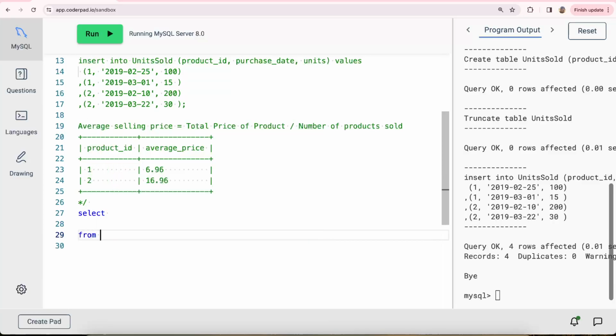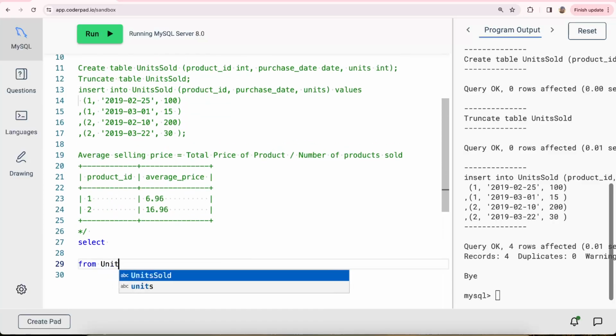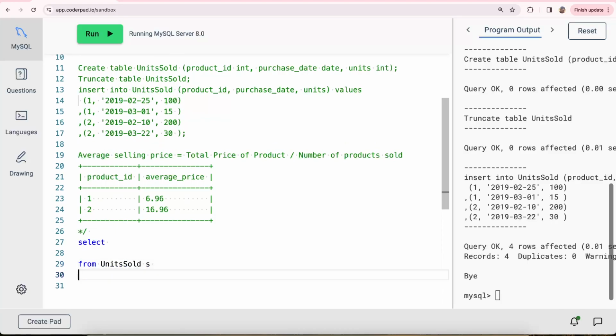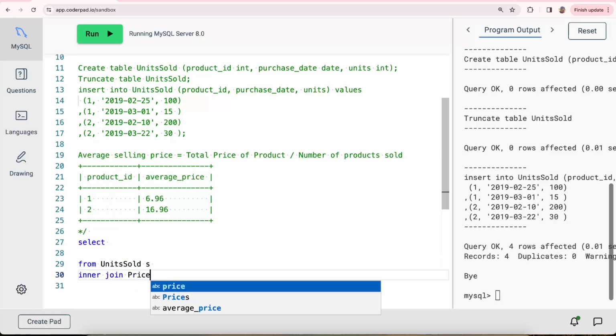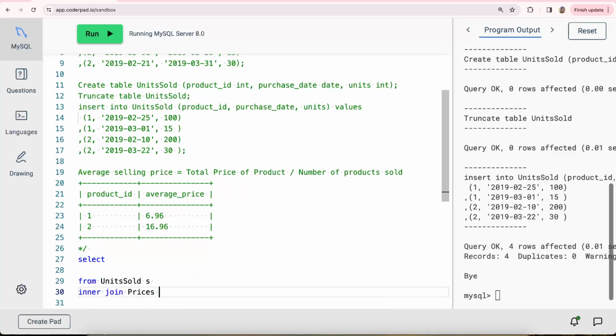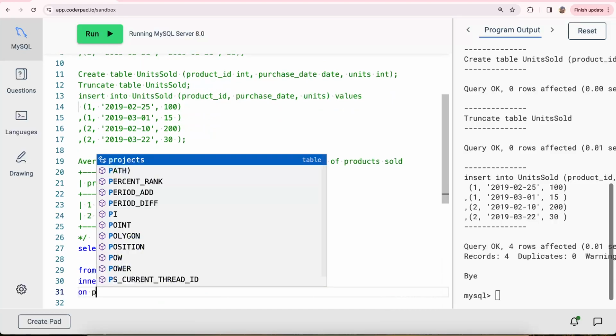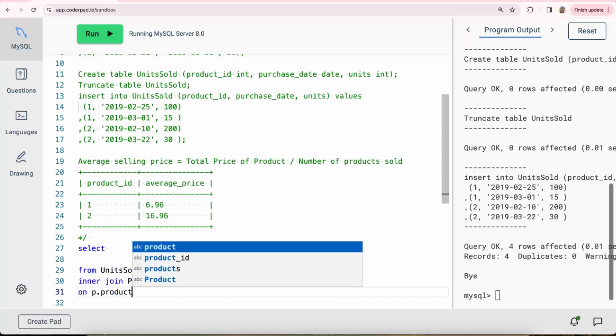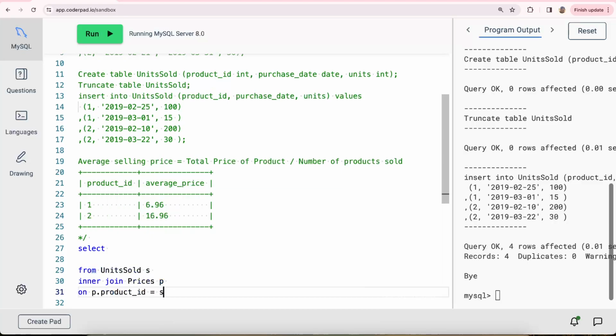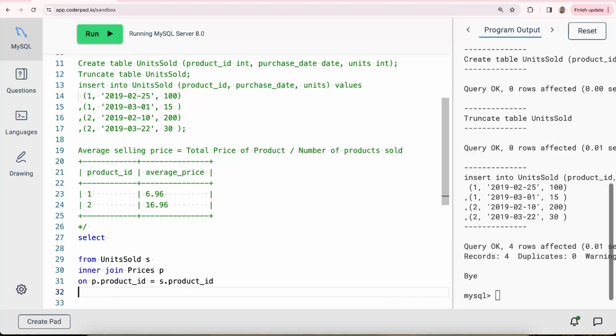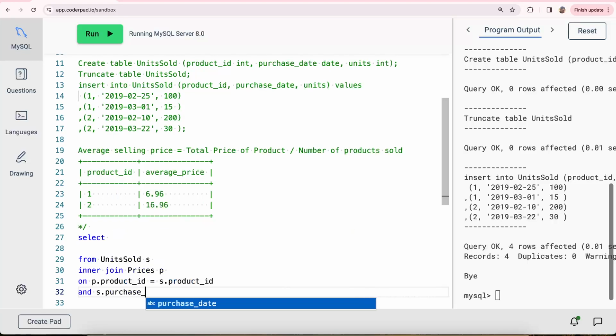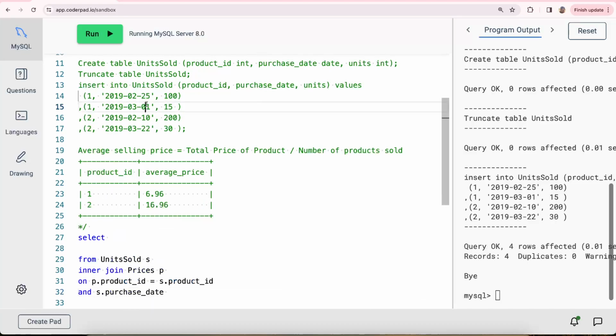So select from the main table, which is unit sold, say s, and we said it's an inner join with prices, p. So the connection point is p dot product ID equal to s dot product ID, and the unit sold price, that is s dot purchase date. So the unit sold date and the price.